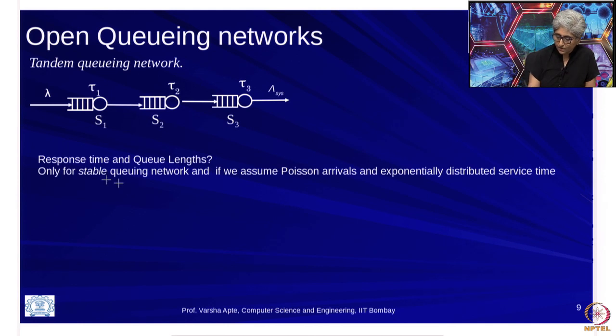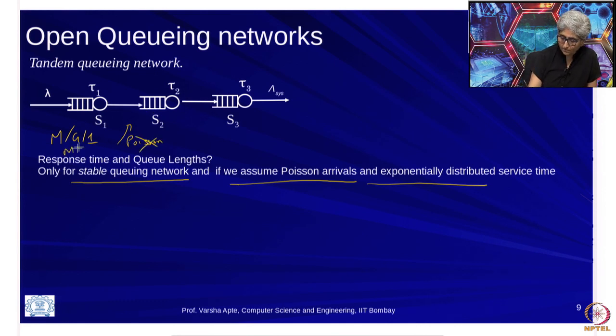The response time is actually, as we saw in the previous lectures, first of all only defined for a stable queuing network, and we have to assume Poisson arrivals. Remember that the throughputs and utilization did not require us to assume Poisson arrivals. We will also assume exponentially distributed service time. For example, if it is a general M/G/1 queue, the arrivals here will not be Poisson. Only if this is M/M/1, the arrivals here will be Poisson. So we will assume that the service time is also exponential, so that we can write a formula.